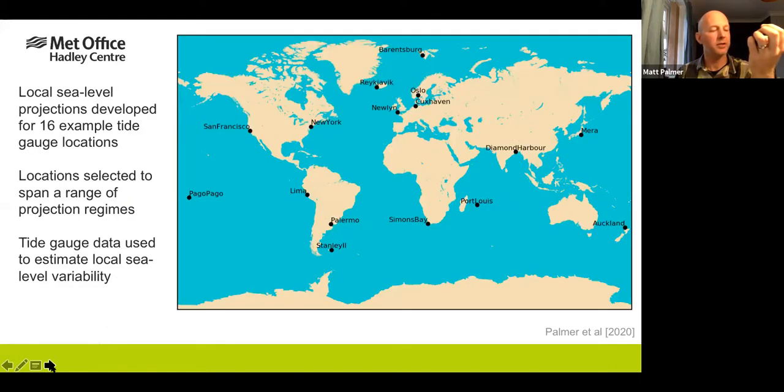Okay, so the rest of the talk is just going to focus on these 16 example tide gauge locations. These are selected specifically to span a range of projection regimes. So we're really trying to understand how different these projections can look across the world. And then tide gauge data at these locations is used to estimate the local annual sea level variability to understand how that may play into future changes as well.